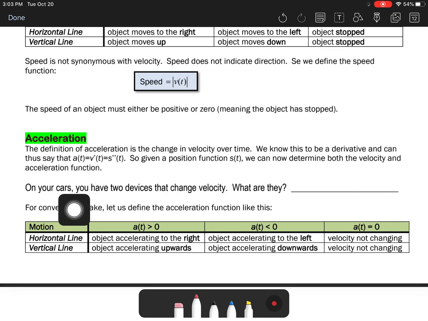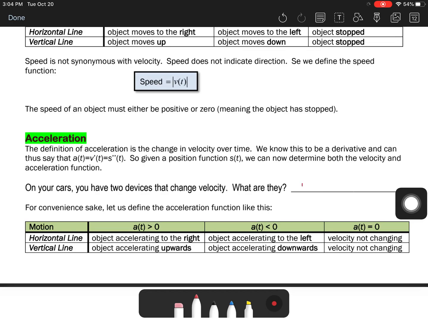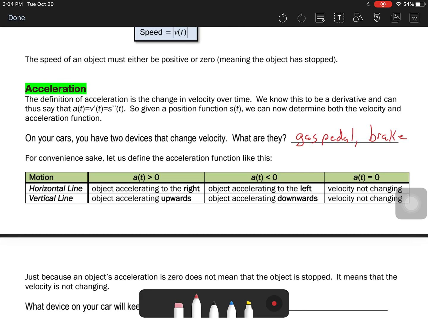So just kind of putting this into a practical thought, on your car you have two devices for changing velocity. What are they? Well, you're going to change your velocity with the gas pedal, and also with the brake. So when we're talking about changing velocity, that's going to be your acceleration idea. Your change in velocity is your acceleration.